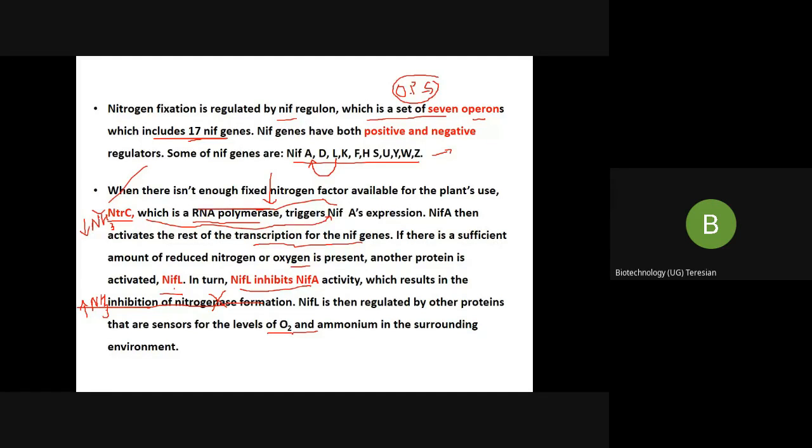On the other hand, if your fixed nitrogen is less, then what happens? Your NTRC, the RNA polymerase, immediately tells your NIF-A gene, we are running short of ammonia, so please express. When NIF-A expresses, it triggers all your other genes, and thus activates your nitrogenase enzyme. Once the nitrogenase enzyme is activated, you all know that nitrogen is going to receive electrons and get reduced to ammonia and dihydrogen. Yesterday you all saw that.